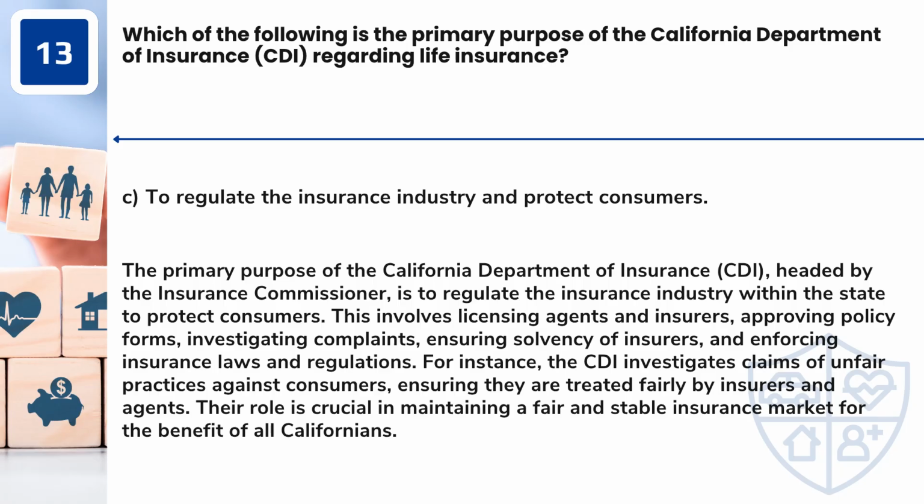The primary purpose of the California Department of Insurance, CDI, headed by the Insurance Commissioner, is to regulate the insurance industry within the state to protect consumers. This involves licensing agents and insurers, approving policy forms, investigating complaints, ensuring solvency of insurers, and enforcing insurance laws and regulations. For instance, the CDI investigates claims of unfair practices against consumers, ensuring they are treated fairly by insurers and agents. Their role is crucial in maintaining a fair and stable insurance market for the benefit of all Californians.